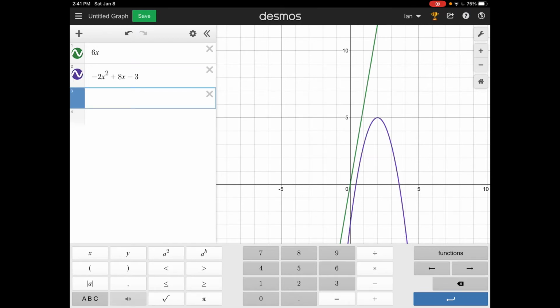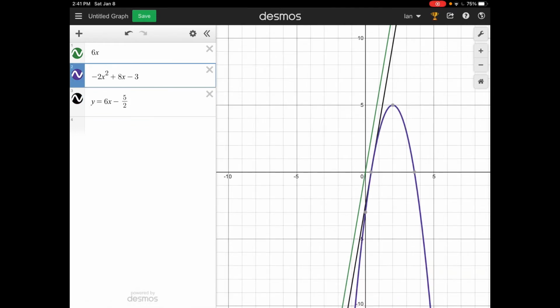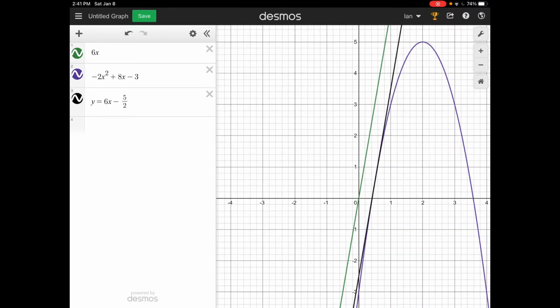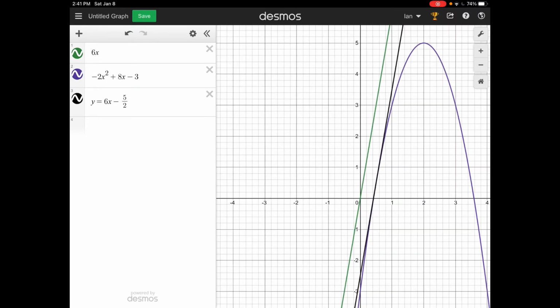So what we found was y equals 6x minus 2.5, or minus 5 over 2. Which it looks like is one that is a tangent to that purple one. And you can see it's also parallel to the green one. So it must be both parallel and a tangent on that graph. So we must have done this correctly. Desmos or your GDC can help you figure out whether the answer you got is reasonable and whether it has graphical meaning.